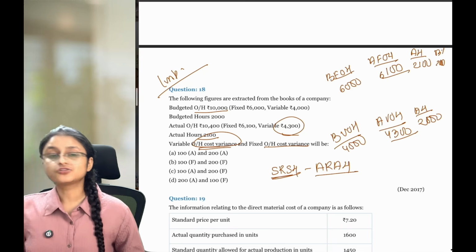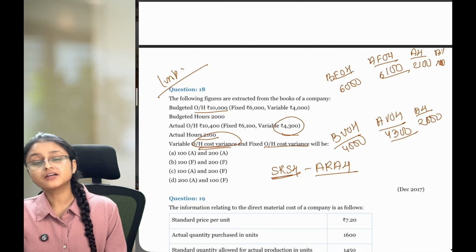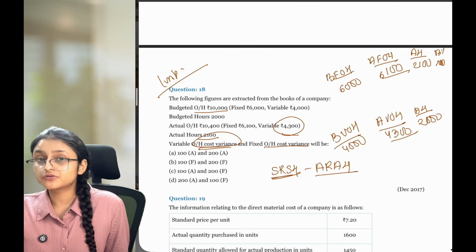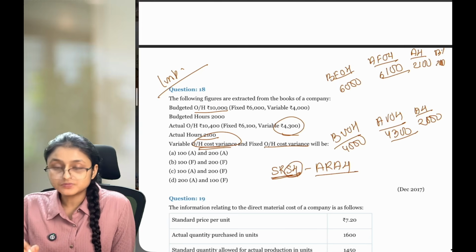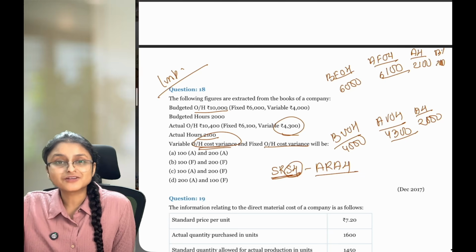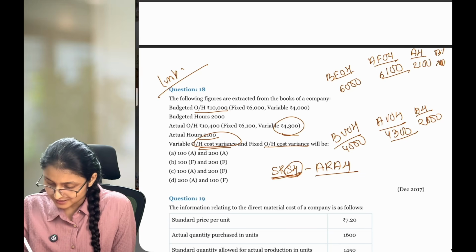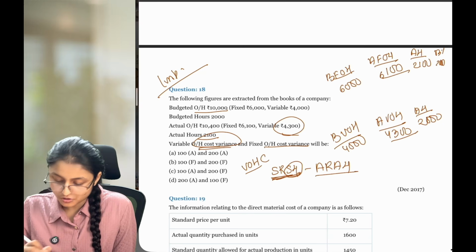As the question is not providing us any information for standard hours, plus we will not be able to calculate standard hours if you don't have the output related information, we are going to assume that standard hours is exactly equal to actual hours. And if that is the case, then first I'll calculate the standard rate. First, let's calculate for variable overhead cost variance.